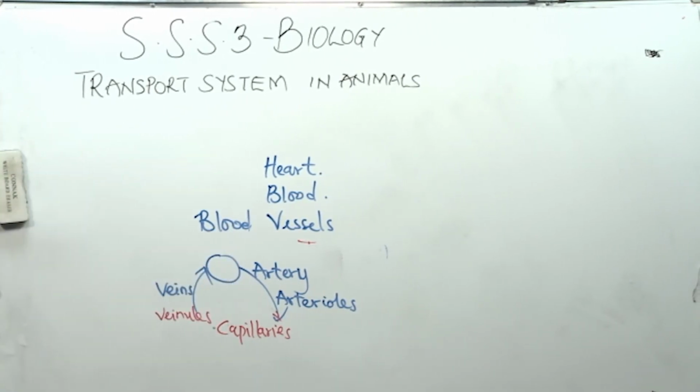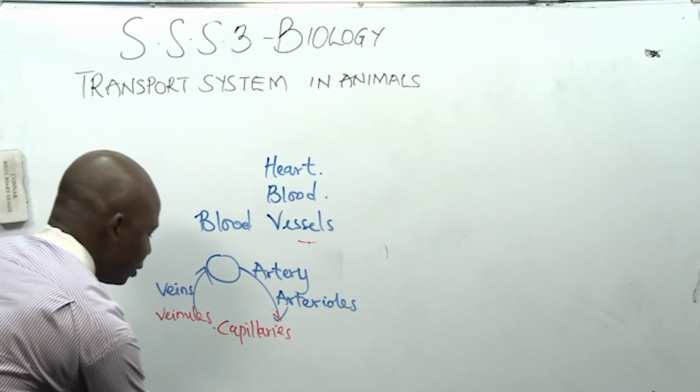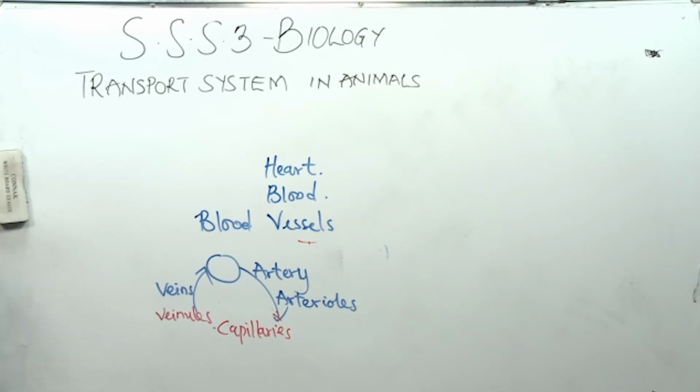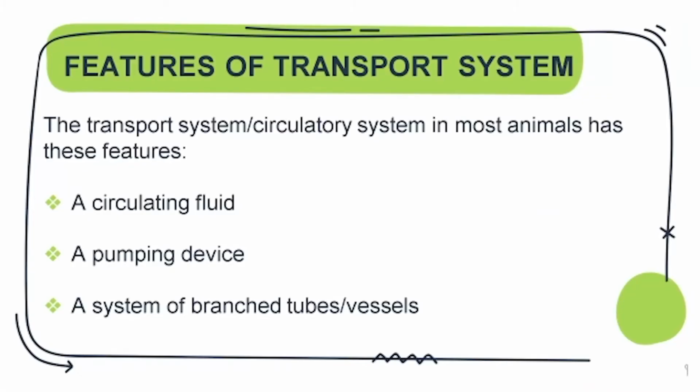So that's that on blood vessels. So three major features must be in place in any transport system: a pumping device, a circulating fluid, and also a vessel. Take note.